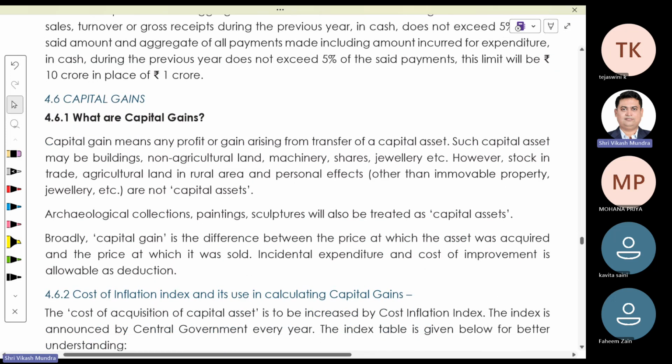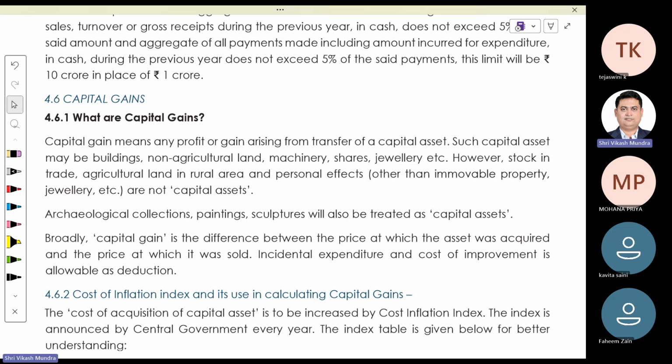Now, our fourth head of income is called capital gains. There, if you have some capital asset and you are transferring those assets, then whatever gain you are generating shall be taxable under the head capital gain. Now, the question arises, what do you mean by capital asset?